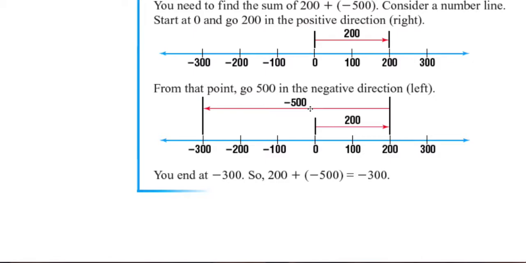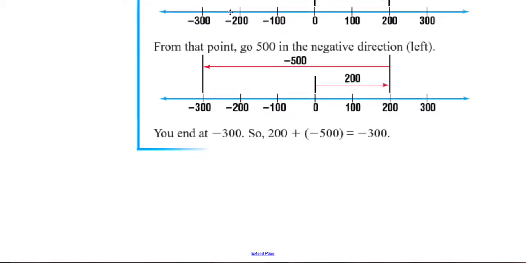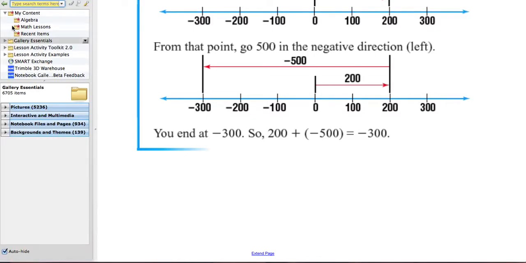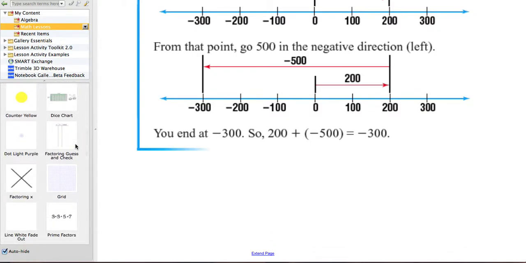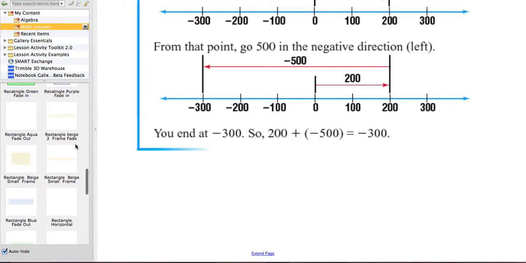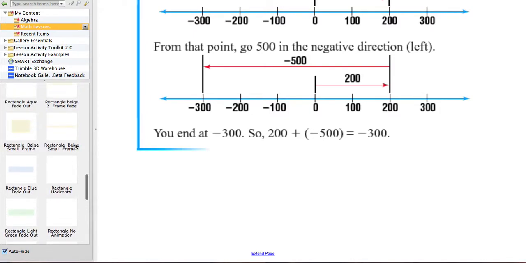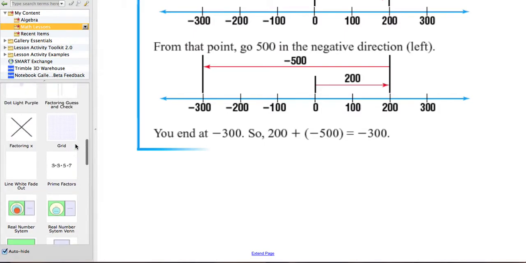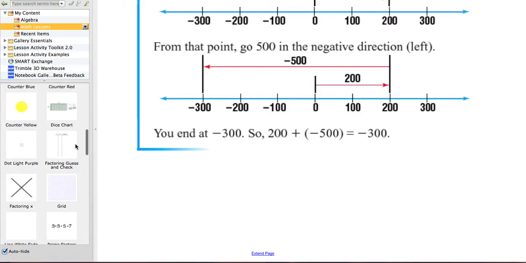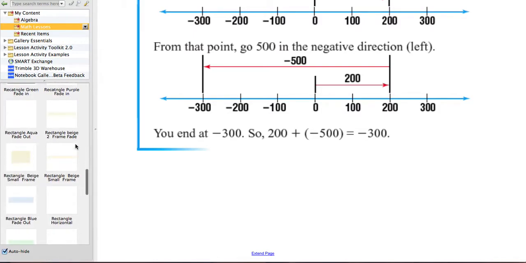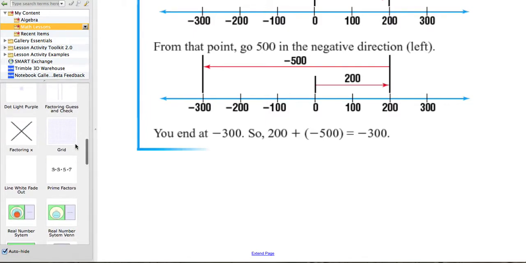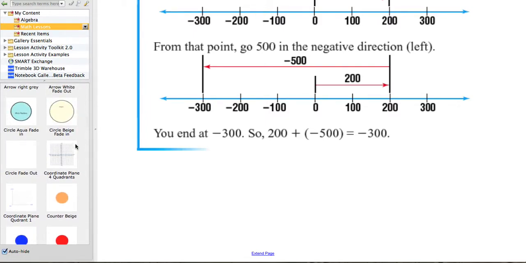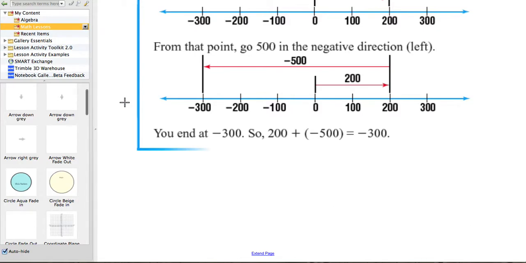Okay? I'll give you one more example on this one. Let's make our own number line. Let's see if I have a number line here. I think I do. Let me find it. Nope, that means I have to make my own. Okay, so let me make my own number line.